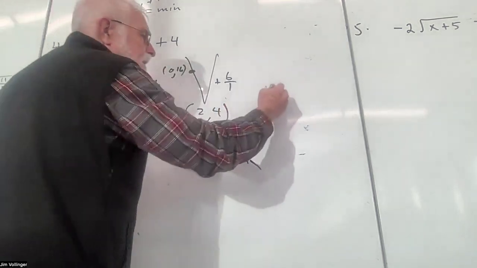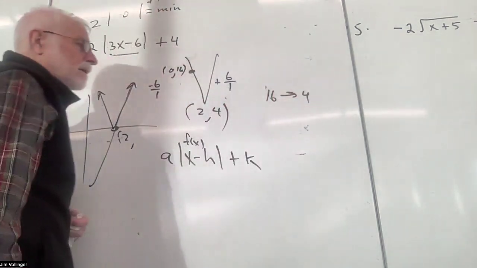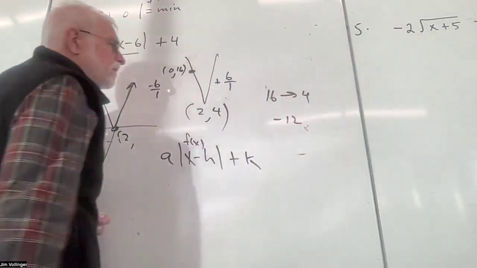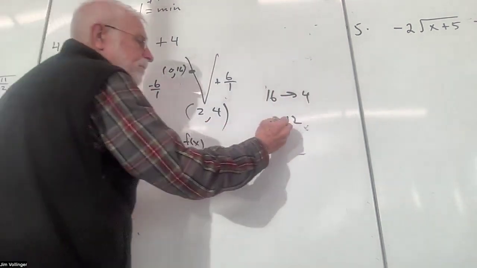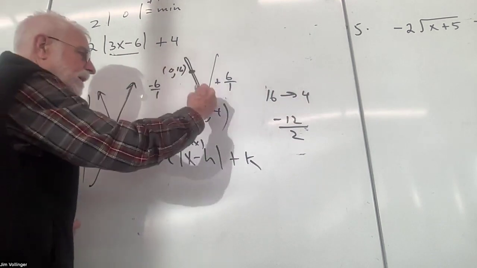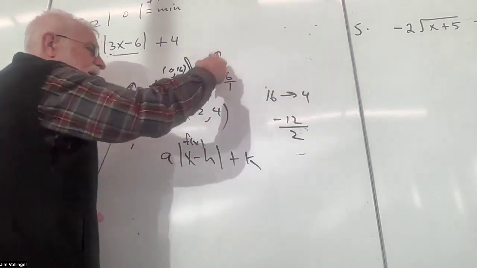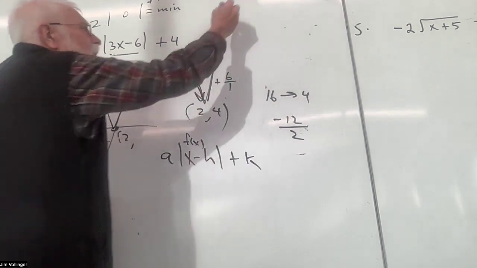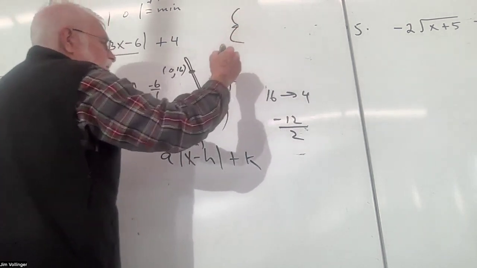Well, you tell me how you get from 16 to 4, and I'll tell you I think you're going down at 12. And how do you change from 0 to 2? I think you're going up 2. I think I'm going down at 6 to 1 on this side, and I'm going 6 to 1 at that side, and it hinges at 2. I think I have myself a piecewise function.